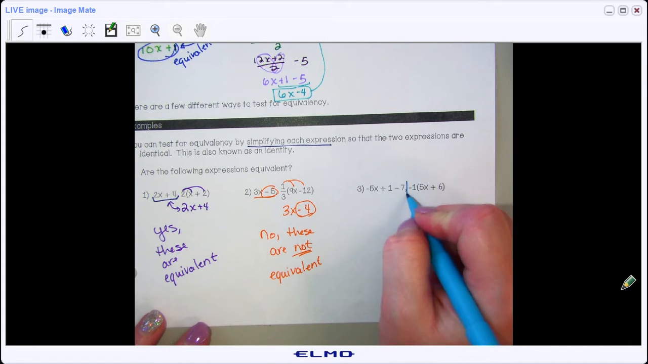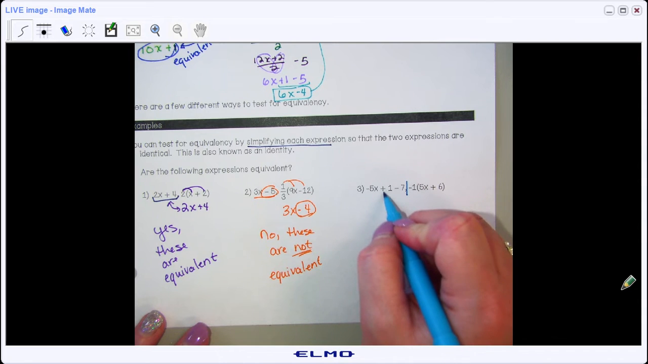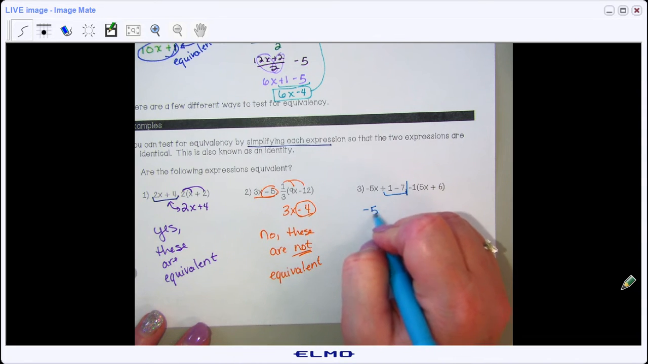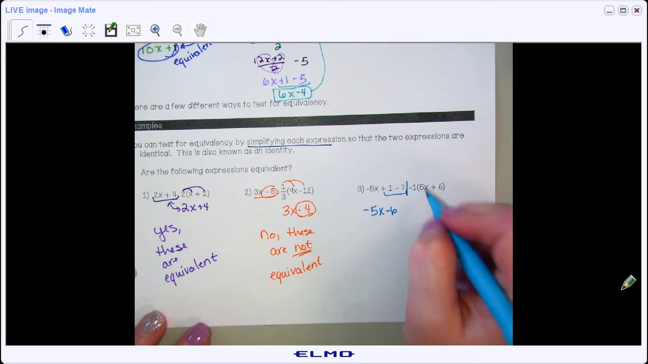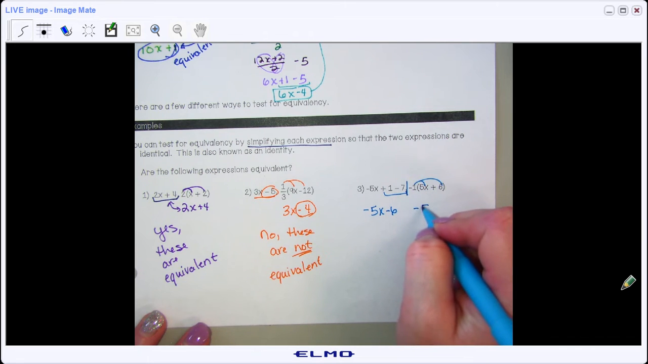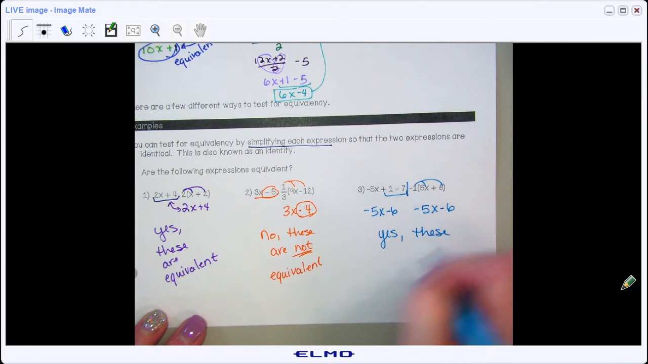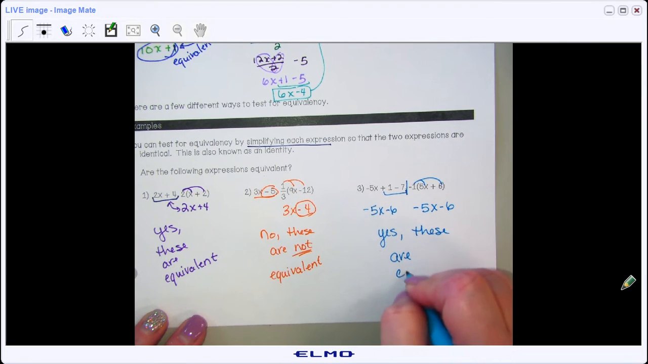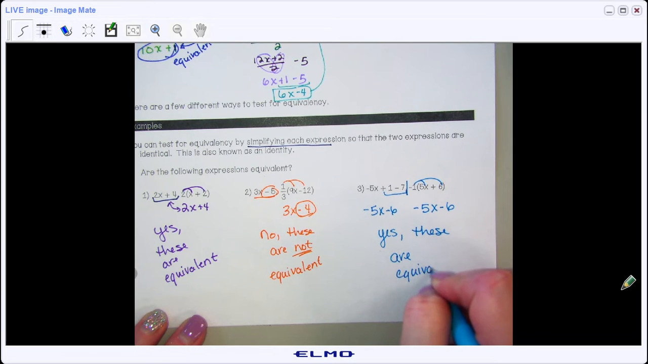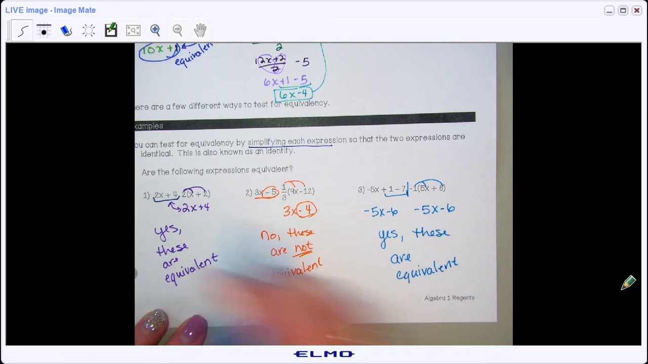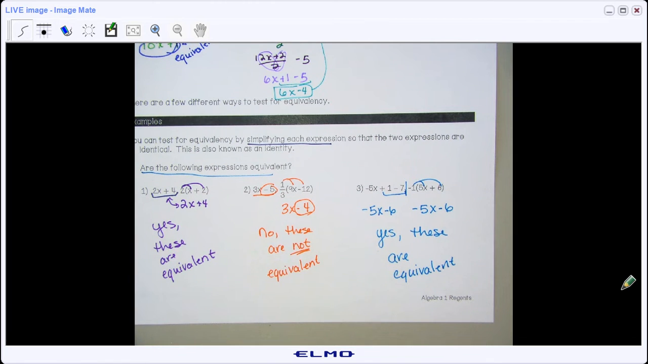All right, before my equal sign or my comma here, I can combine these two, so I get -5x minus 6. Over here, I'm going to distribute my -1, so I get -5x minus 6, and those are the same. So yes, these are equivalent. We do have to write the yes, no's, because it asks us, are they equivalent? So you got to actually answer the question. So we would answer these ones with a yes or a no.